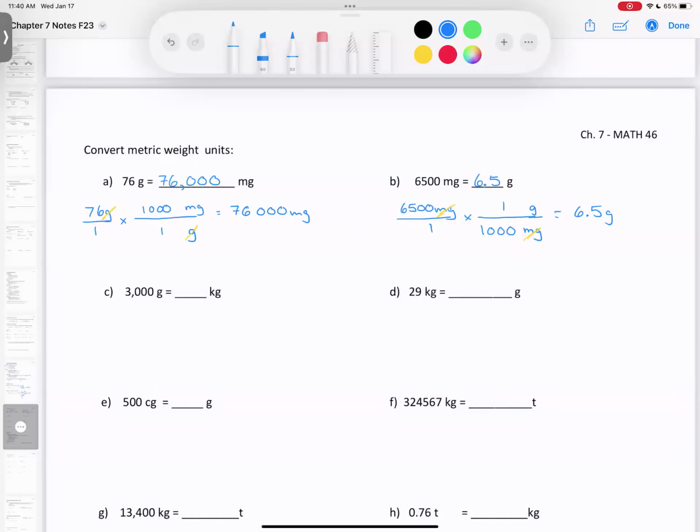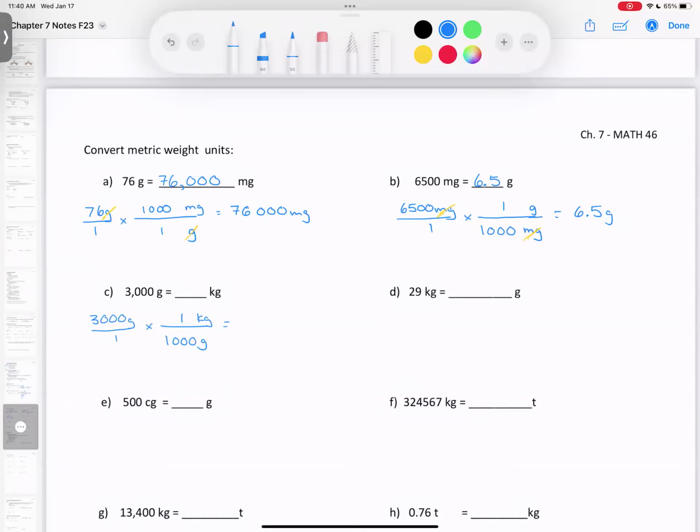Okay, so let's try C and D together now. So we have 3,000 grams. That's over 1. And we want to multiply by a conversion factor that's going to cancel out our grams and leave us with kilograms. And so if we look on our formula sheet, it tells us that 1,000 grams equals 1 kilogram. So I can say 1 kilogram per 1,000 grams.